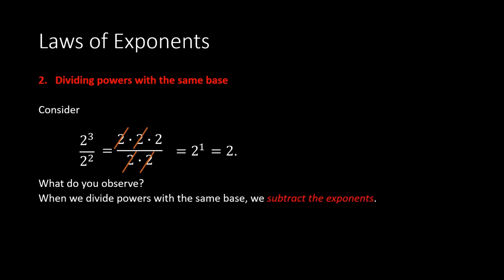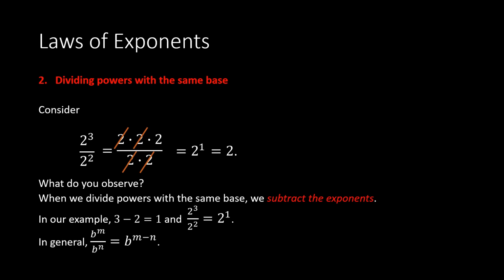When we divide powers with the same base, we subtract the exponents. In our example, 3 minus 2 equals 1, and 2 to the third power over 2 squared is equal to 2 raised to the first power. In general, b raised to m over b to the n is equal to b raised to m minus n.